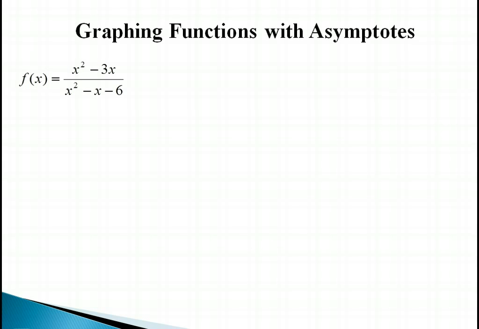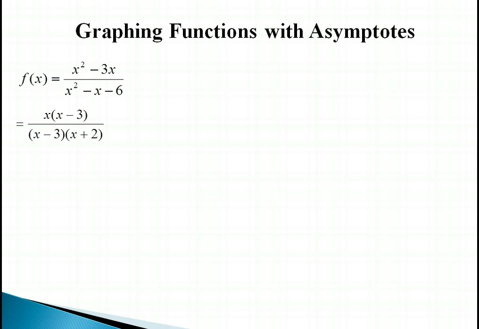The first thing I'm going to do is factor both numerator and denominator. In my numerator I have x times x minus 3. In my denominator I have x minus 3 times x plus 2. In its factored form you can identify the domain of the function. This function will be undefined at x equals 3 and x equals negative 2.